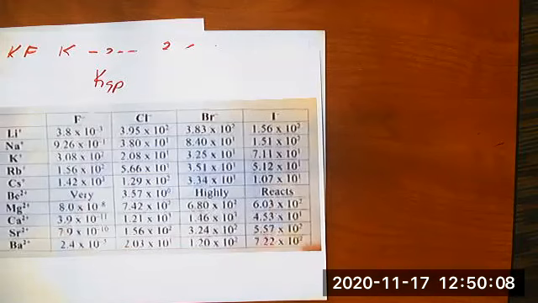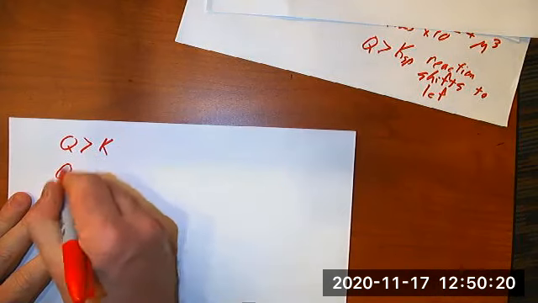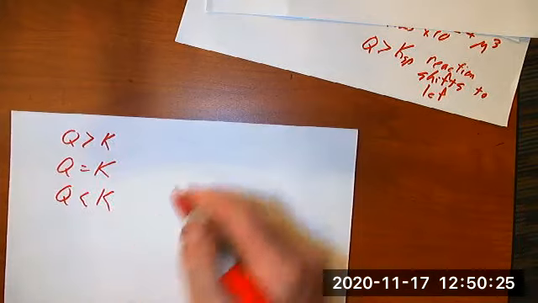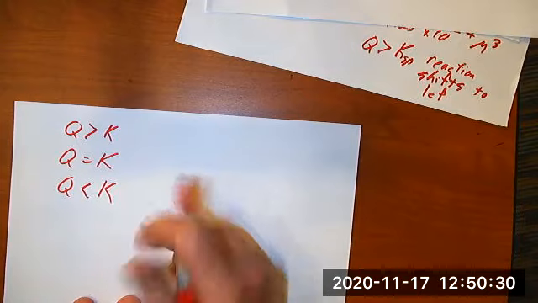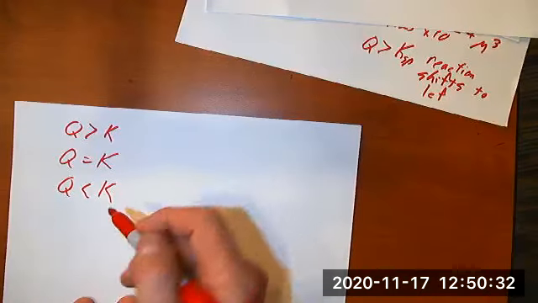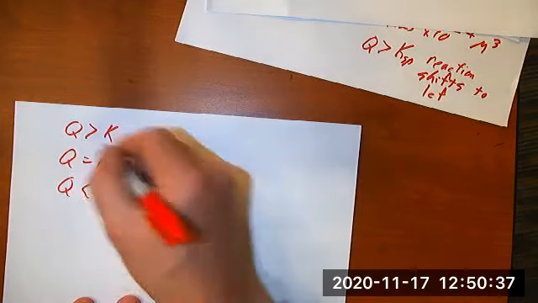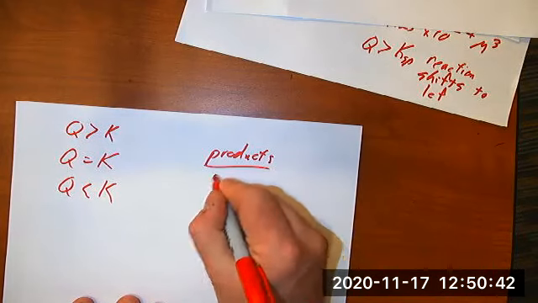A question here, asking for a refresher on the reaction quotient, about which way the reaction shifts: Q greater than K, Q equal to K, and Q less than K. Instead of trying to memorize what each of these does, I like to think of it in terms of the numerator. Remember that both Q and K are products over reactants.